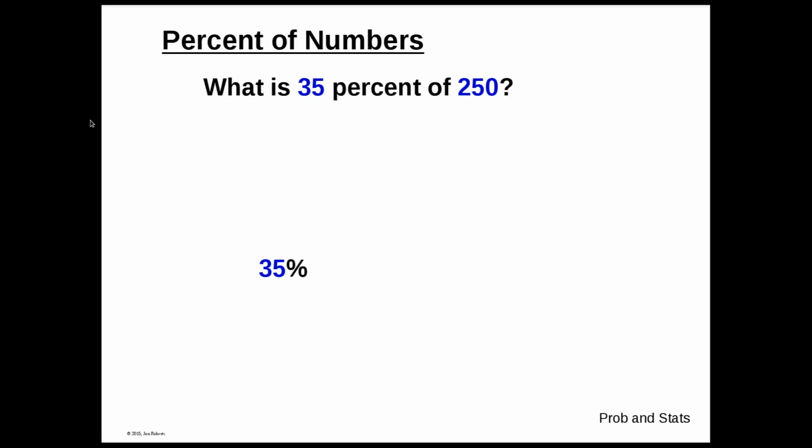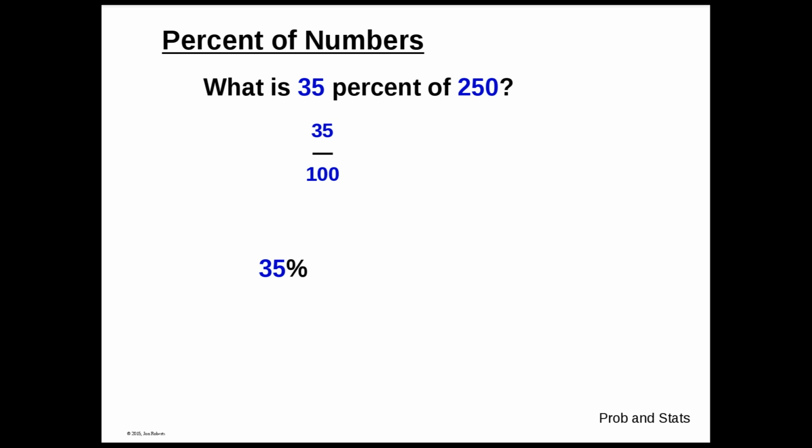When calculating the percent of a number, given the percent and the number you're taking the percentage of, we have multiple methods of looking at these problems in order to find a solution. First, recognize that 35% means 35 out of 100. One way to solve a problem like this is to use a proportion.